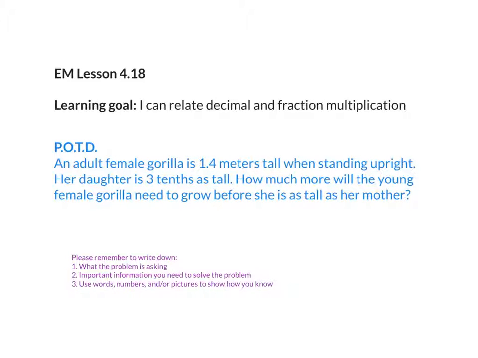Okay, good morning. Today is Tuesday, March 5th, and we are continuing right along with Module 4, Lesson 18. And you can see our learning goal today is the same as it was yesterday. I can relate decimal and fraction multiplication, meaning I can see how fraction and decimal multiplication is the same. So we're going to do the same thing we were doing yesterday, but we're going to add on.